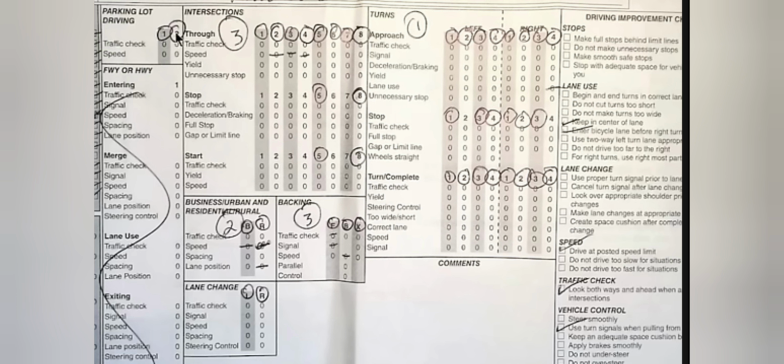On the left side, there is a freeway, but that's a cross because it's excluded now from the drive test. On the right side, as you see, some of those are marked. Those are recommendations from the DMV examiner, what you need to work on to improve.